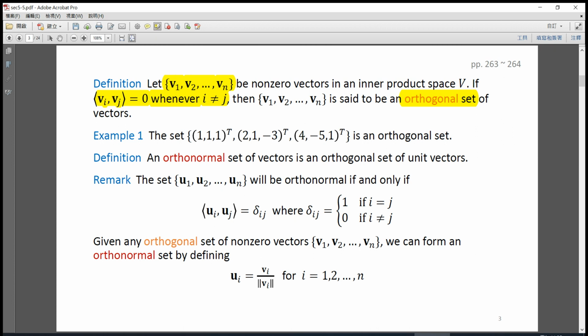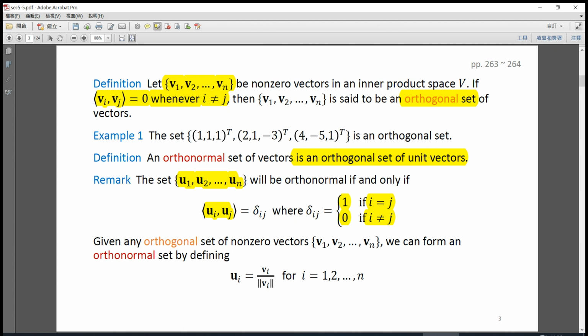And next, we define an orthonormal set. An orthonormal set is an orthogonal set of unit vectors. A unit vector is a vector whose length is 1. And we know that if u1, u2 up to un is an orthonormal set, then the inner product of ui and uj equals 1 if i equals j, and the inner product of ui and uj equals 0 if i is not equal to j.